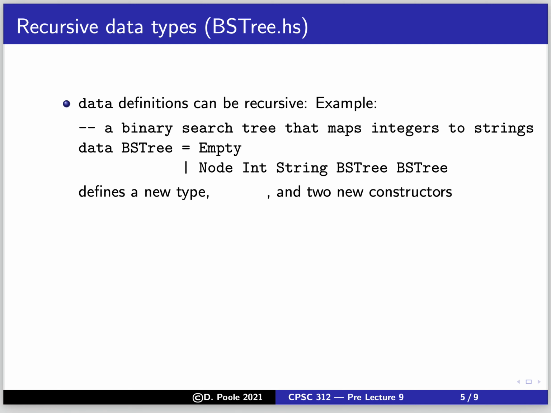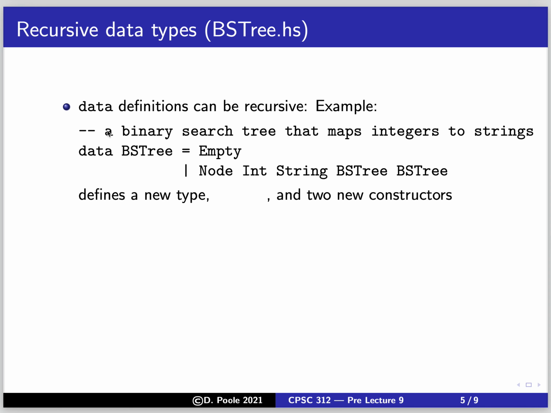So here's one. It's a binary search tree. So a binary search tree has 2 different things. So there's empty, which is the leaf of a binary search tree. So this is just empty. There's no binary search tree. Or it's of the form, this now is a constructor node, and it has 4 arguments. The first argument is an integer. The second argument is a string. The third argument is a binary search tree, and the fourth argument is a binary search tree.